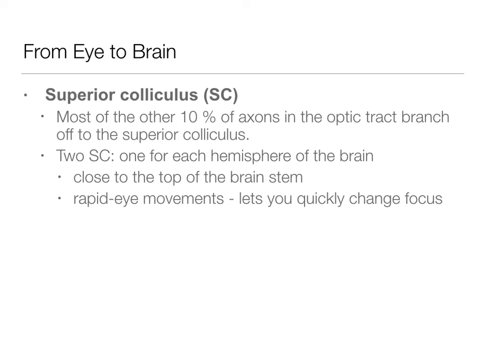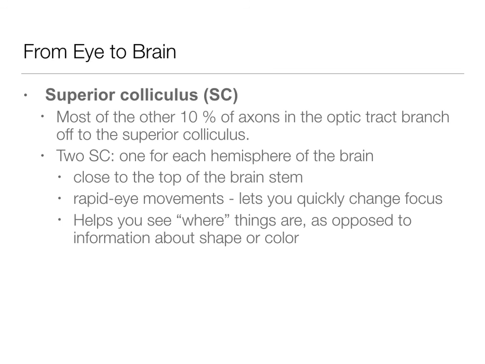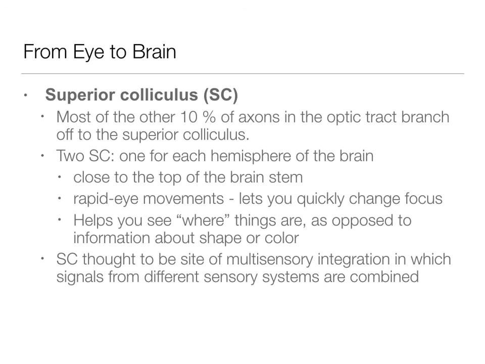But that's where the rest of that information is going, and that will help us with attention, with eye movement, with these sorts of things. They also help you see where things are. We will talk about the different pathways, the dorsal and the ventral, the where and the what. This is the where. This is going to be an important functional module for where things are. This is not what things are. There's also a lot of evidence that the superior colliculus might be a site in the brain that integrates information from multiple senses.